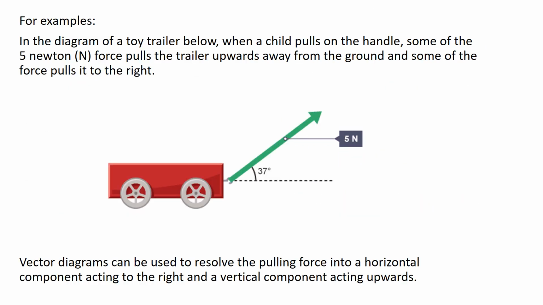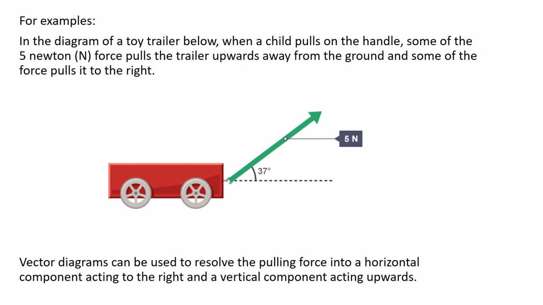You ready? So, for example, in the diagram of a toy trailer below, when a child pulls on the handle, some of the 5 Newton force pulls the trailer upwards, up from the ground, and some of it pulls it to the right. Okay, the vector diagrams can be used to resolve the pulling force into a horizontal component acting to the right and the vertical component acting upwards. So we've got an angle of 37 degrees.